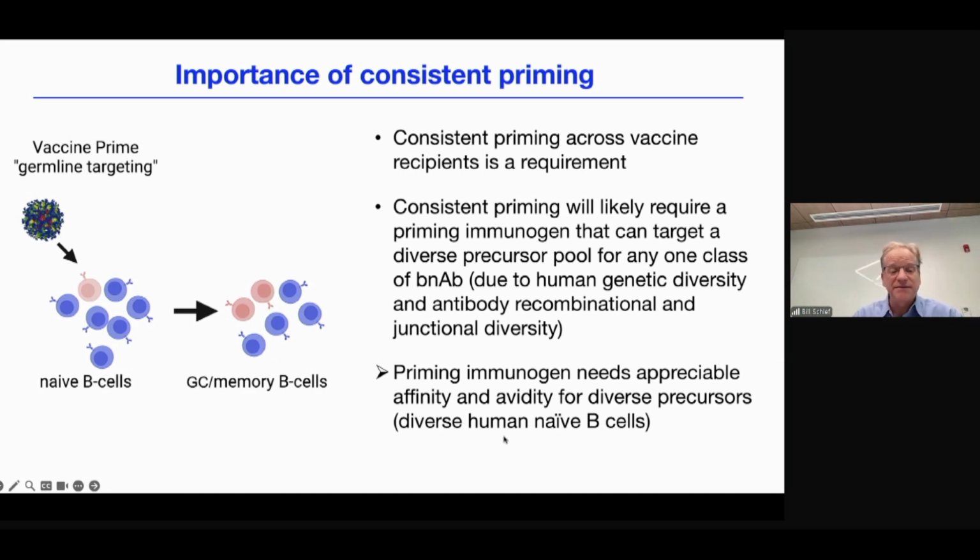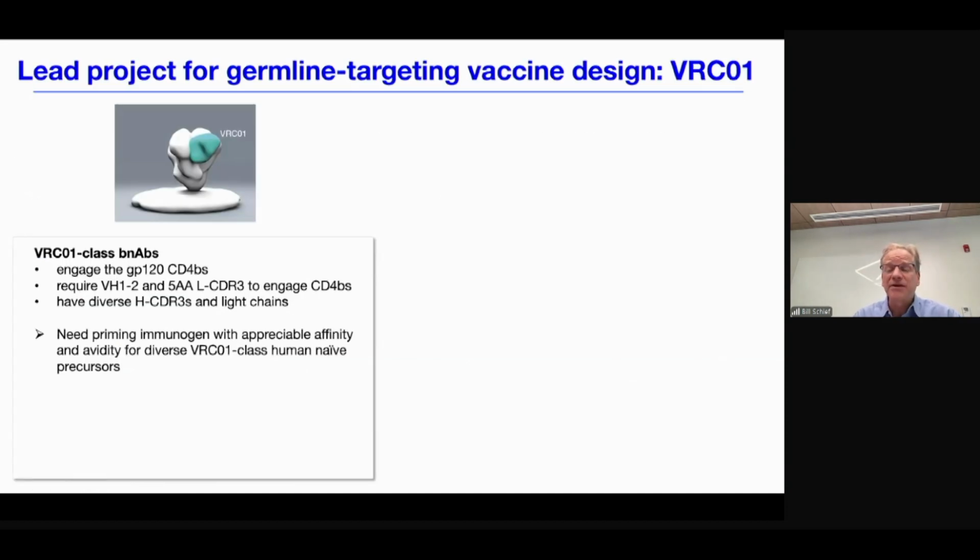And so the priming immunogen needs appreciable affinity and avidity for diverse precursors, diverse human B cells that have the right genes. So today I'm going to focus on one project, the VRC01 project, that's been our lead project for germline targeting vaccine design. But check out those other papers that I showed you, because we've made a lot of progress in other areas. VRC01 class bNAbs bind to the CD4 binding site. They directly compete with the human receptor that the HIV spike binds to.